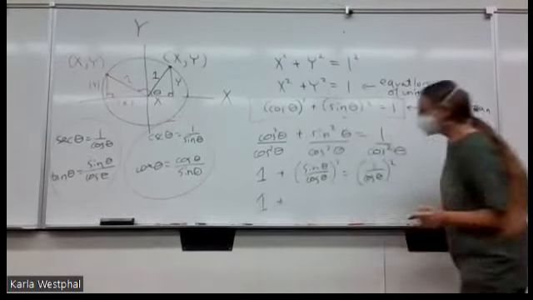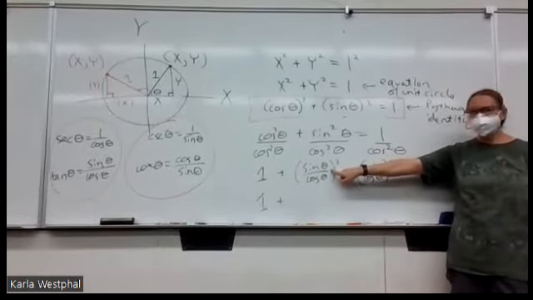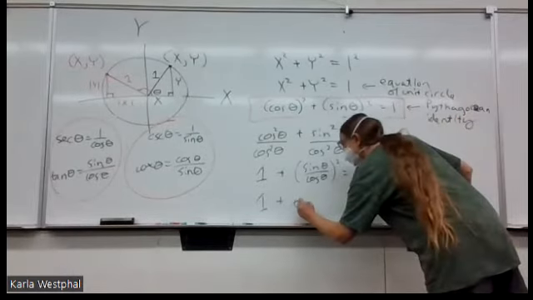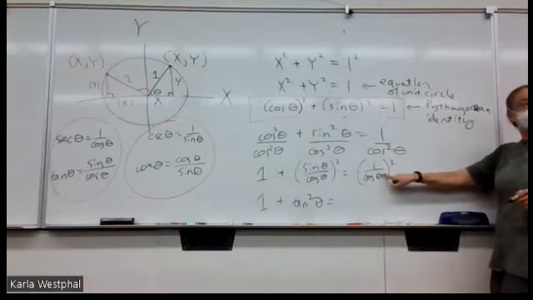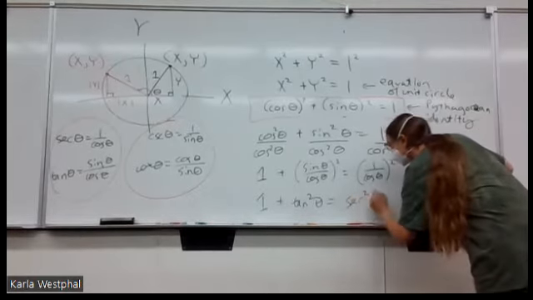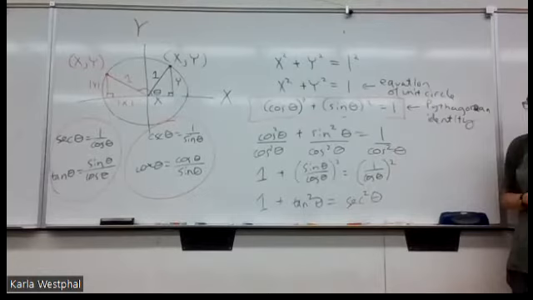What's another name for sine of theta over cosine theta? Tan theta. So this second term is tangent squared of theta. And the reciprocal of cosine is secant. So this other side of the equation is secant squared theta. So 1 plus tangent squared is equal to secant squared.